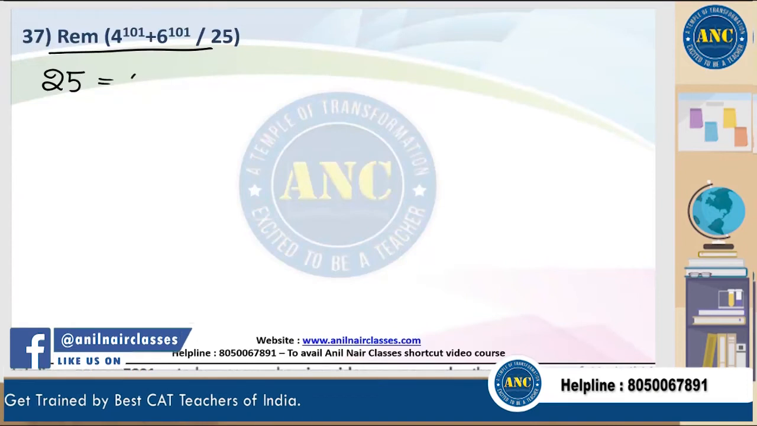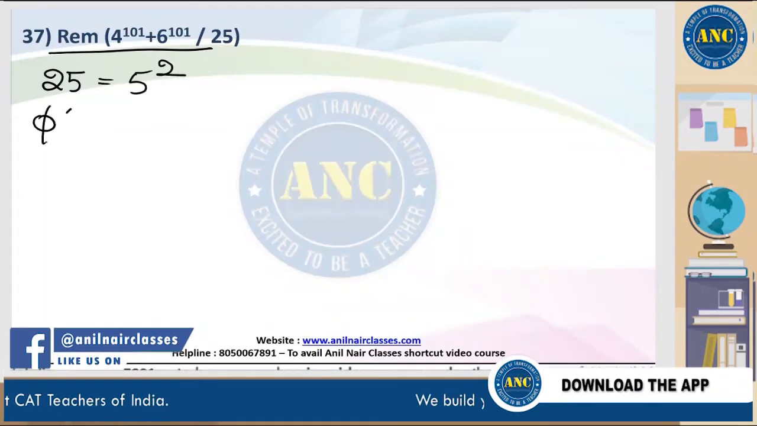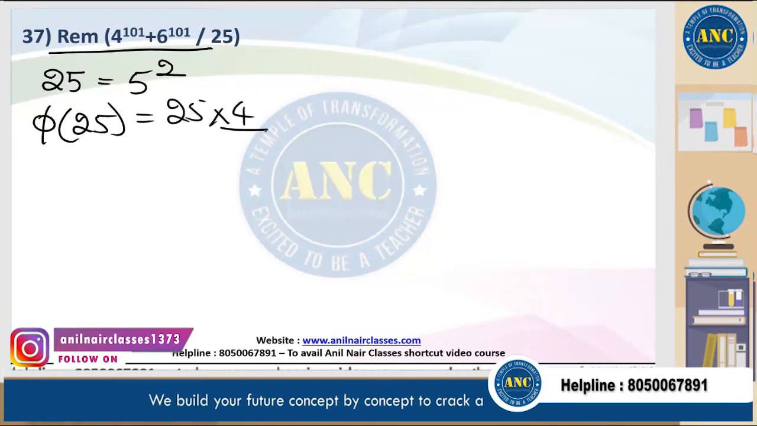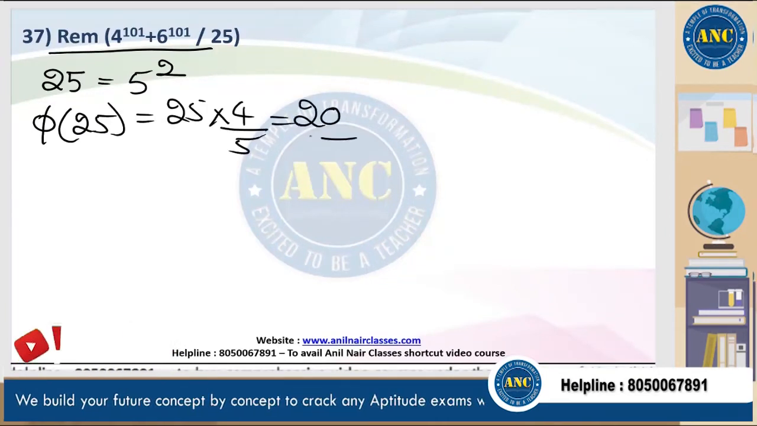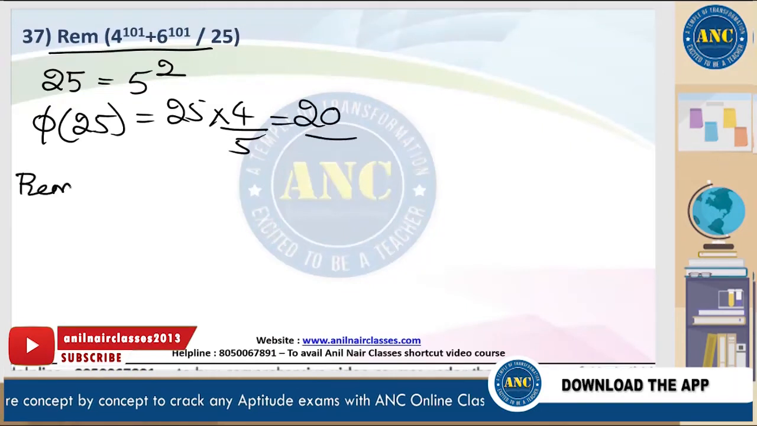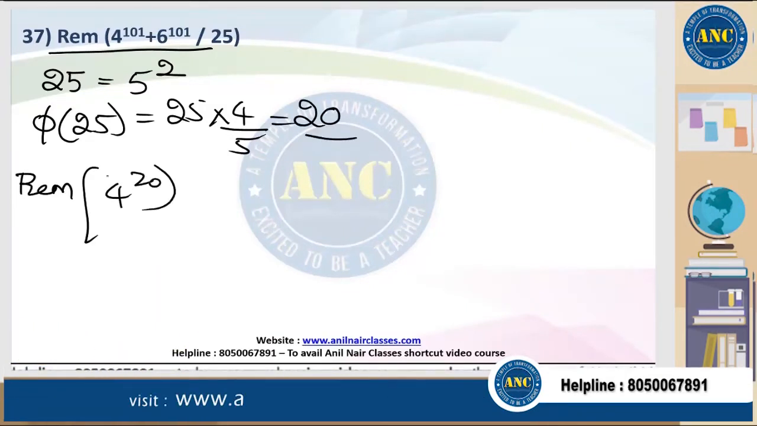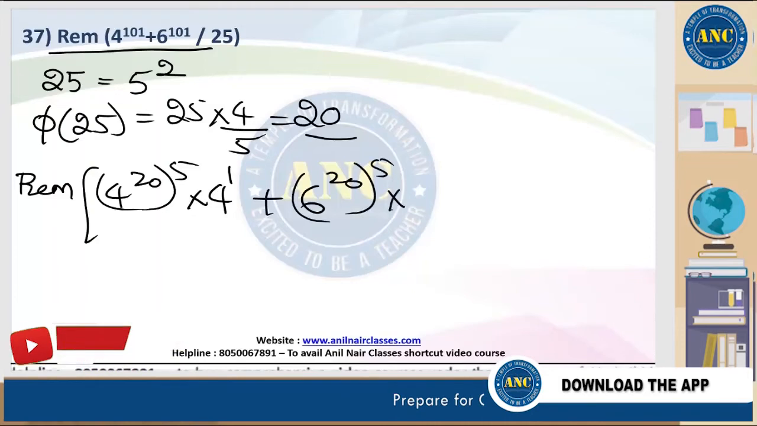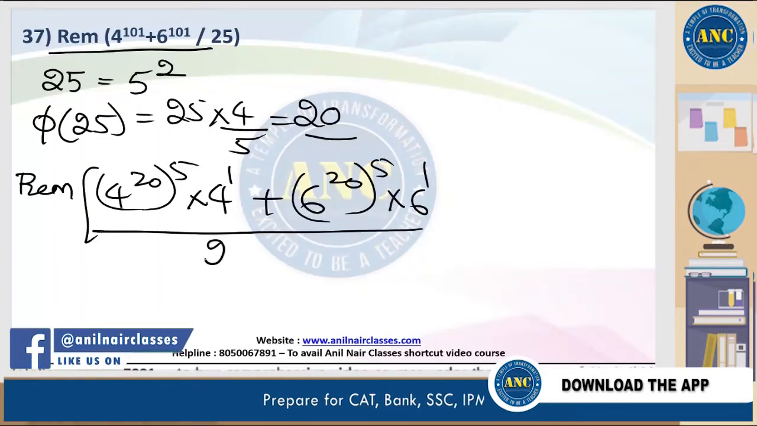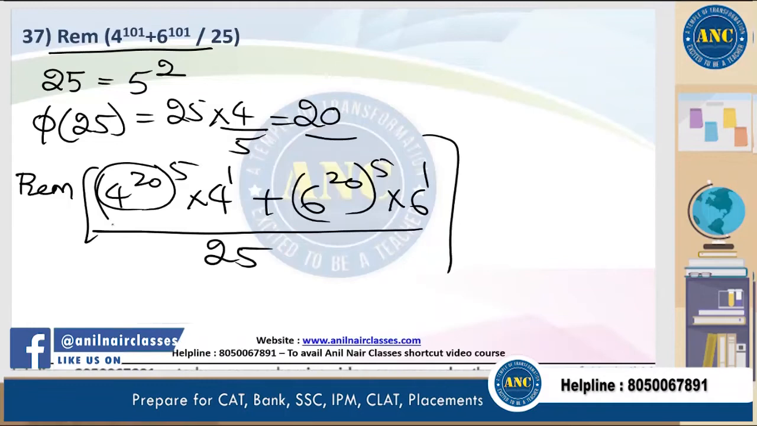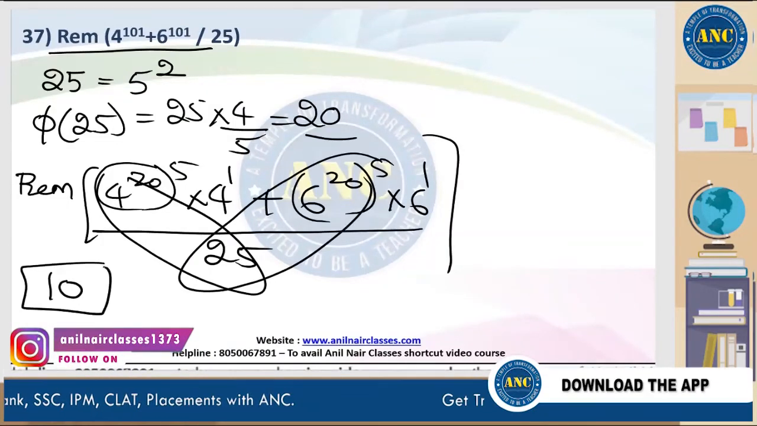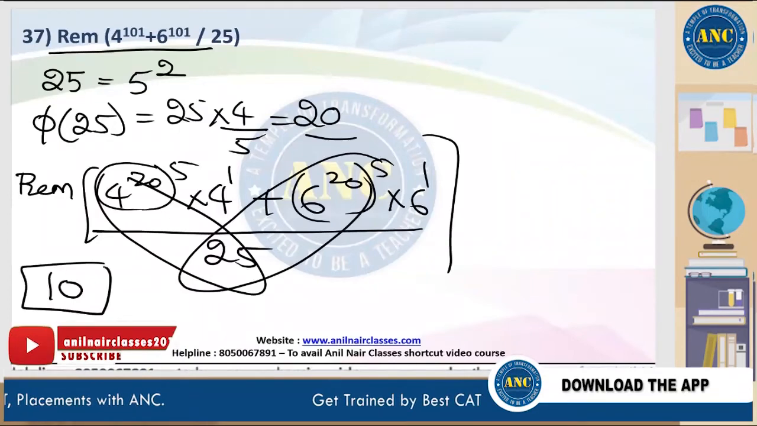25, already we discussed, 25 is 5 square. So φ of 25 will be 25 into 1 minus 1 by 5, 4 by 5, which is 20. So this will become 4 power 20 power 5 into 4 power 1 plus 6 power 20 power 5 into 6 power 1 divided by 25. So this will become 1, this will become 1. 4 plus 6 is 10. Answer for this question is 10. I hope the idea is clear.